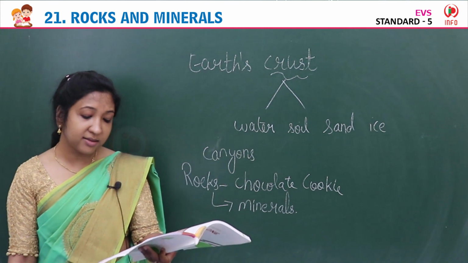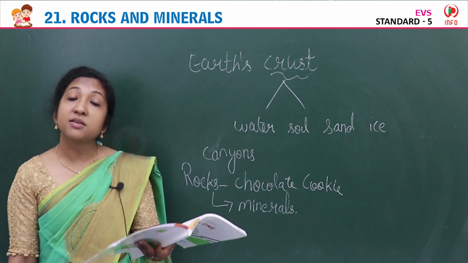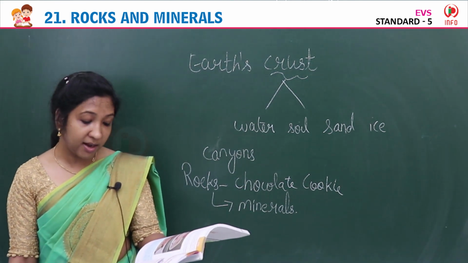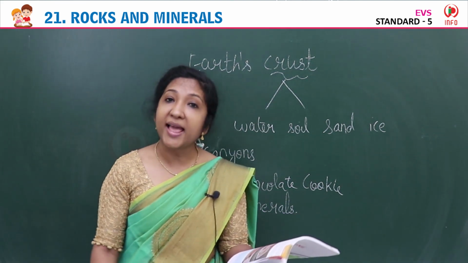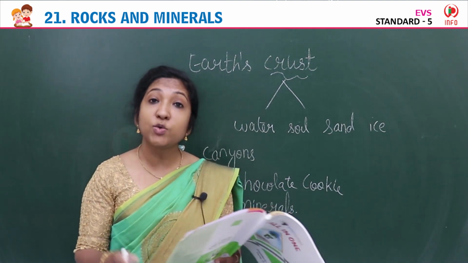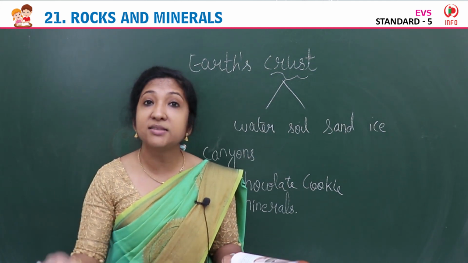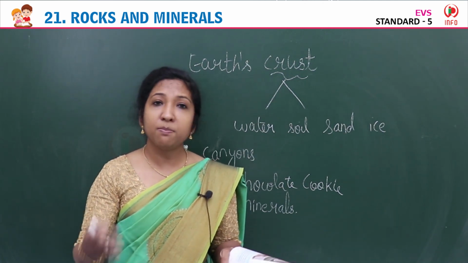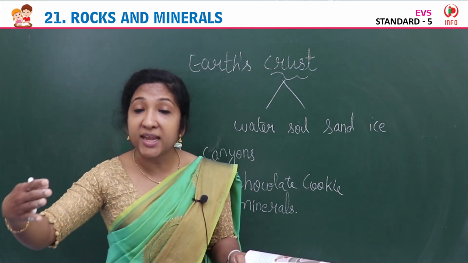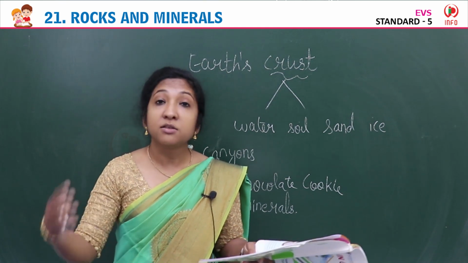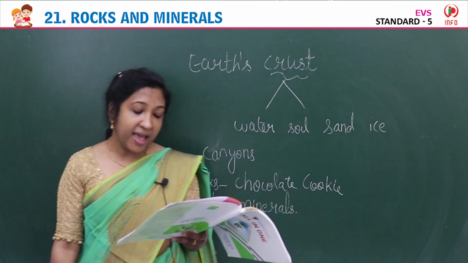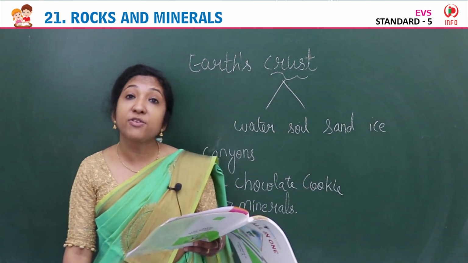A mineral is composed of the same substance throughout. If you were to cut a mineral sample, it would look the same throughout. There are about 3,000 different minerals in the world. So a mineral is the same throughout, but rocks are of different types, and rocks contain many minerals. And minerals are made of chemicals.